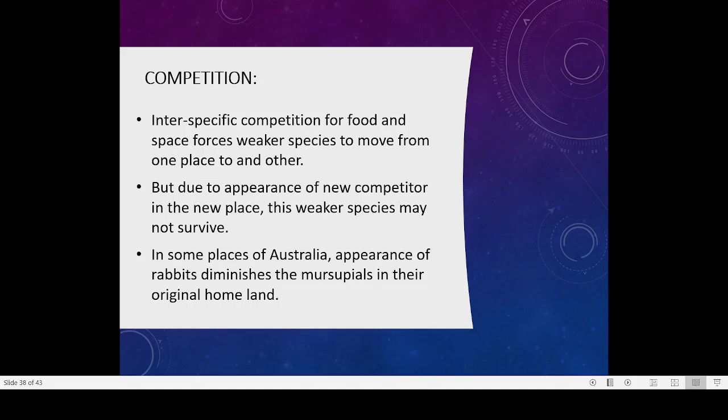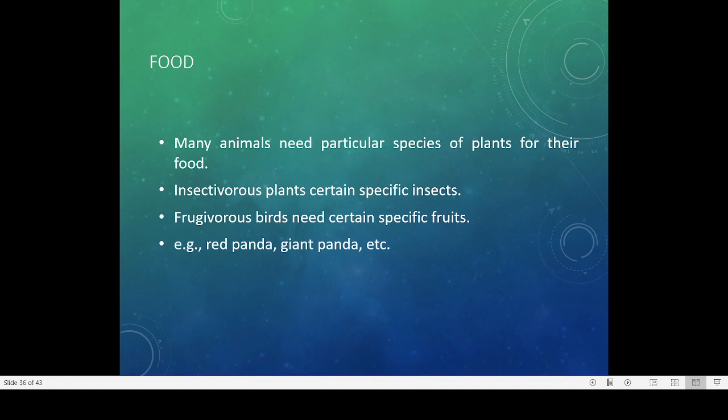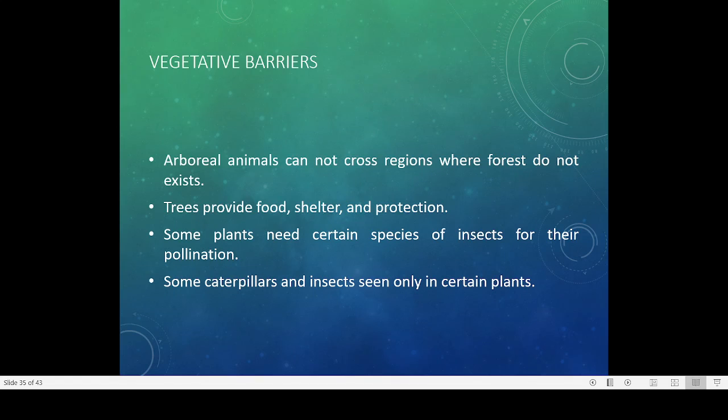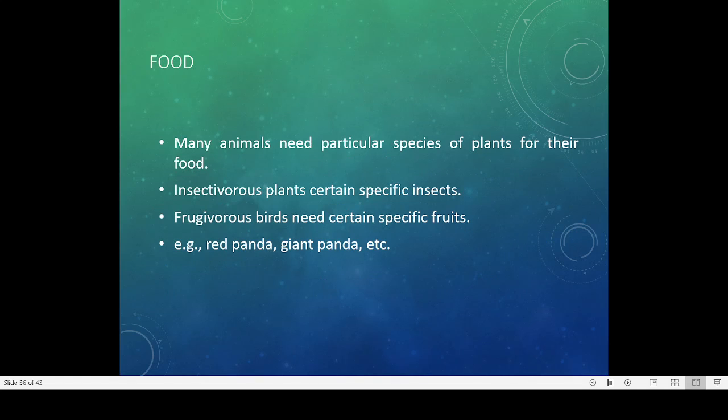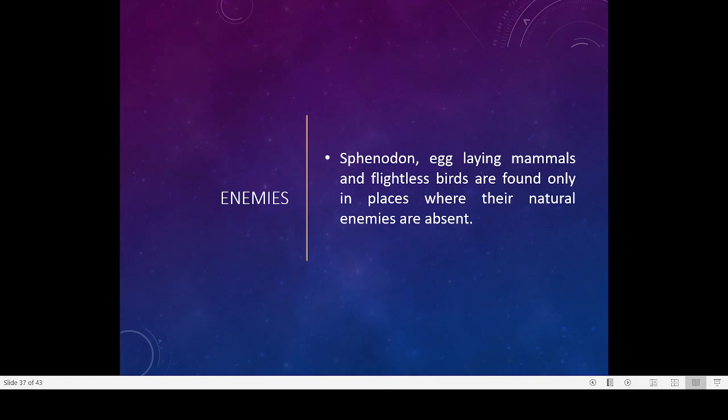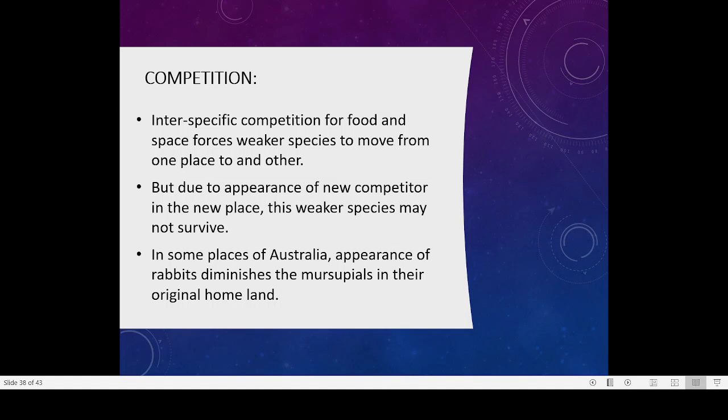Now another factor is competition. The vegetative barrier is one case. In addition to the vegetative barrier, presence or absence of food can act as a barrier. Presence of enemies can act as a barrier. Now there is another case called competition.